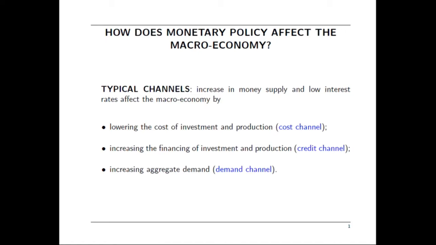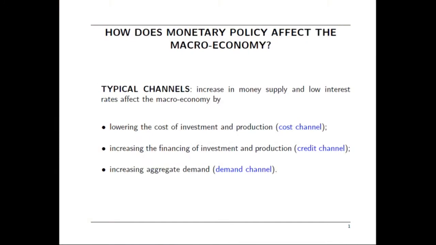three possible channels. So one is, for instance, what I call the cost channel. This works through the interest rates. For instance, if you have firms that need to fund working capital, a high interest rate translates into higher cost. Or to finance investment, of course, a high interest rate translates into higher cost. Somewhat related is the credit channel. In some sense, it's very similar, but it works not so much through the cost of funding economic activity or investment, but in terms of allowing banks to expand their credit. Okay, so in some sense, it's like relaxing the borrowing constraint.